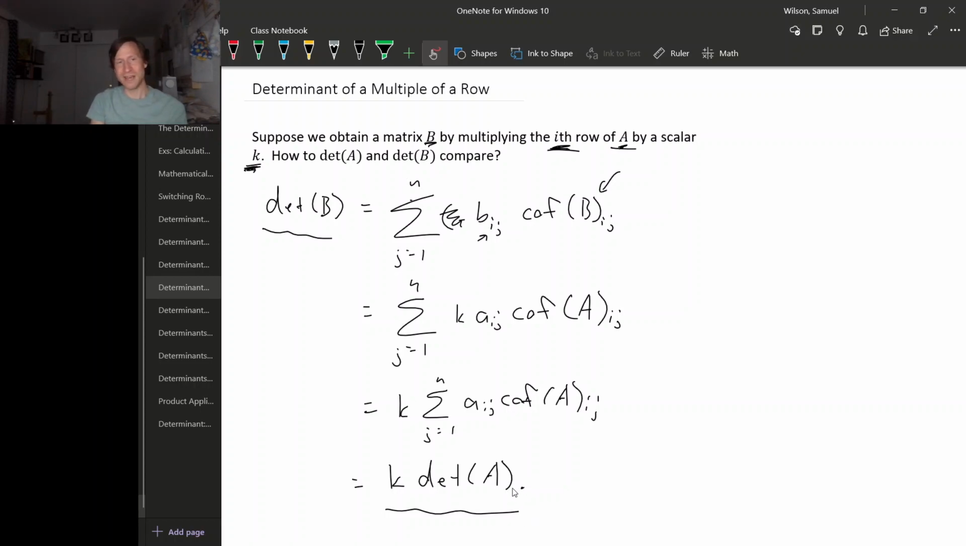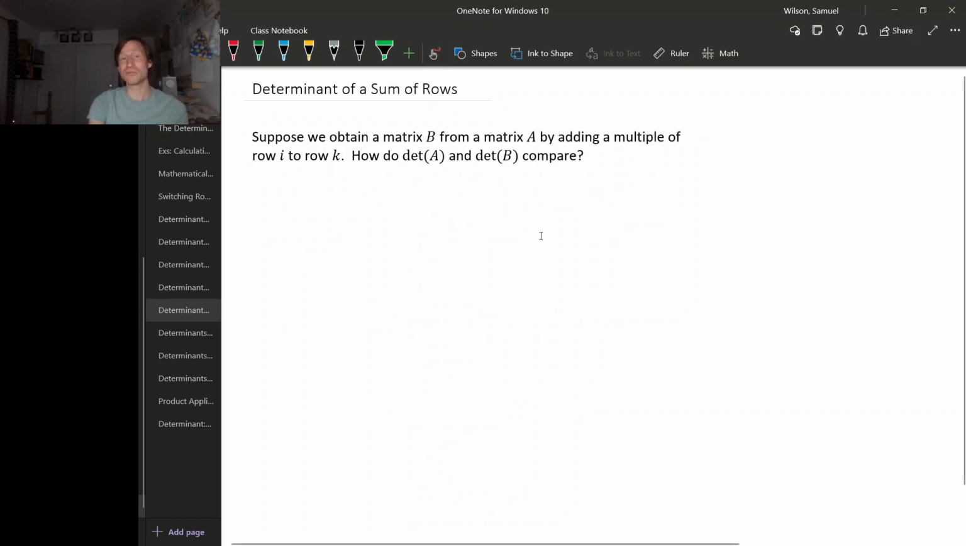All right, so two down. We've taken care of switching rows, which was very difficult. We've taken care of multiplying a row by a constant, which was actually surprisingly straightforward. The last one is adding a multiple of a row to another row. So let's suppose that we add a multiple of row i to row k. So how do the matrices compare?